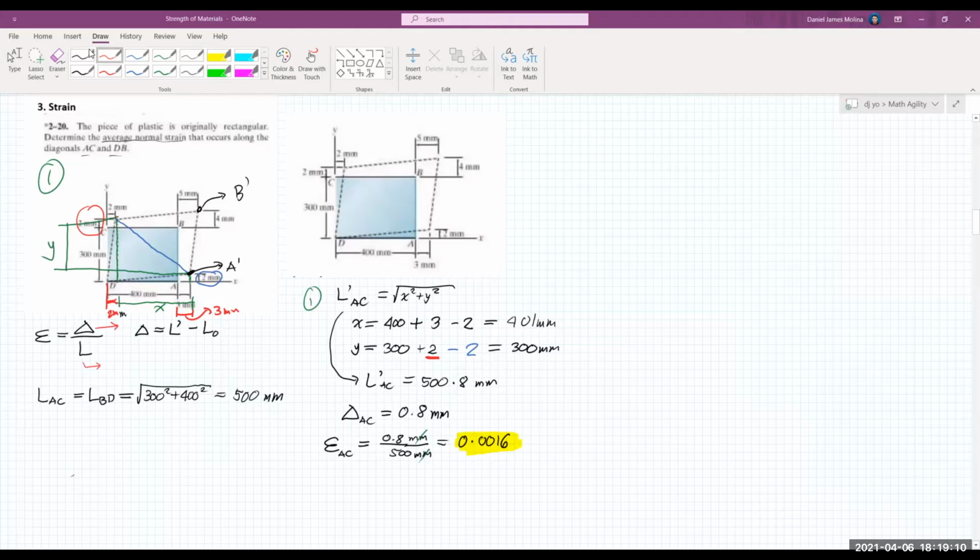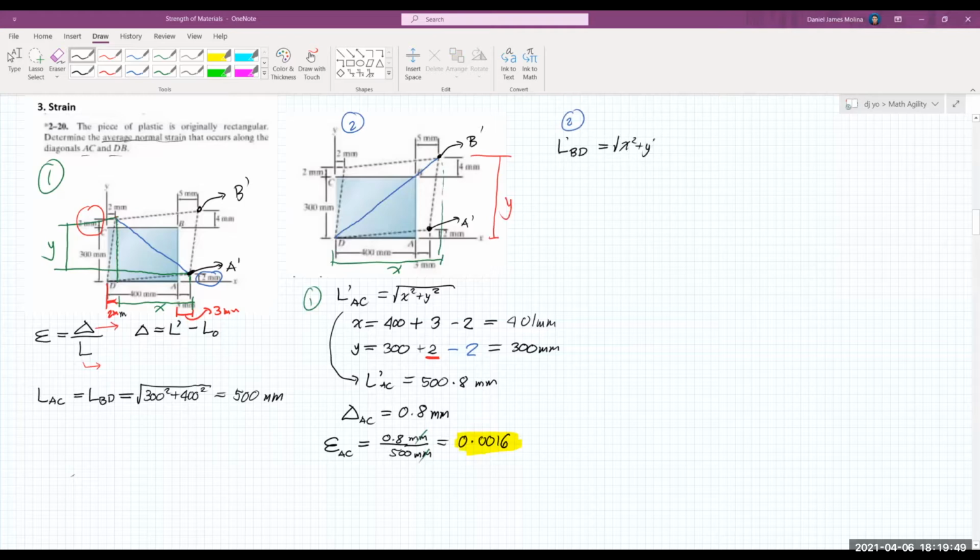Next, we have diagonal BD. So this is the deformed joint A and then the deformed joint B. So let's draw diagonal BD, that one. Let's have this as figure 2. So from figure 2, for the deformed length of BD, let's have the horizontal length as x again, and then the vertical length as y.